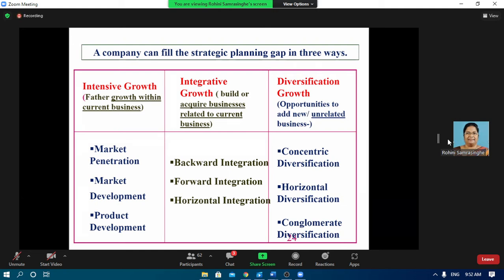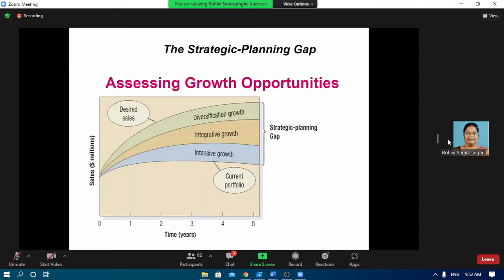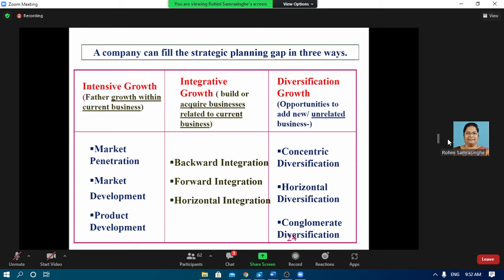Sometimes these strategies may be very much similar to product development, and sometimes they may be different. Still, we can differentiate these strategies relating to three aspects to fulfill the strategic planning gap, right? If you look at the intensive growth strategy, we may consider it very easily by using Ansoff's product market grid.